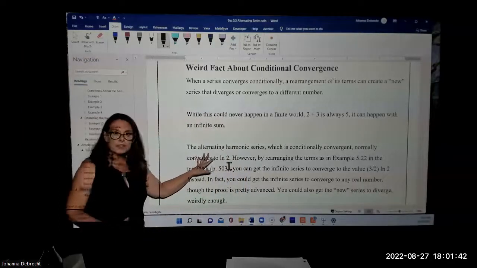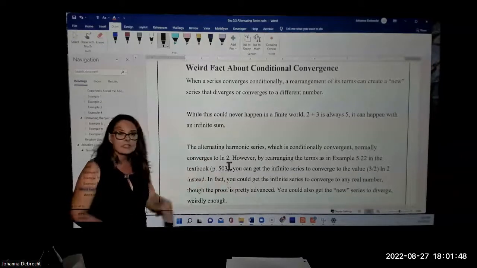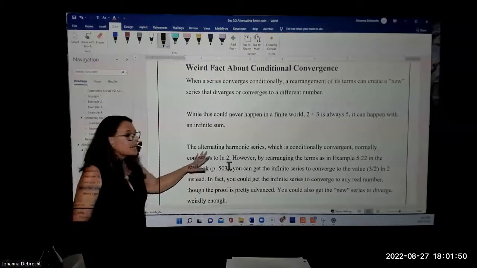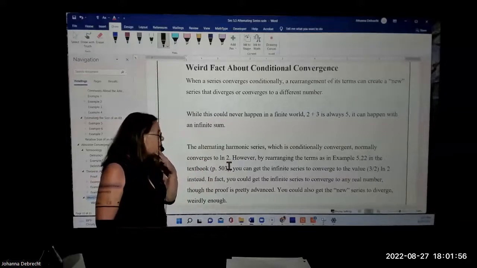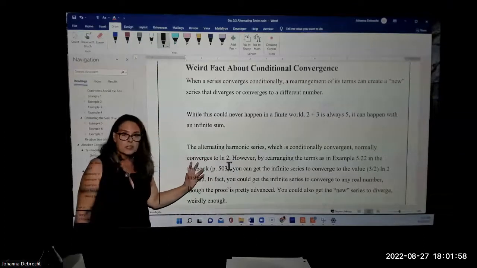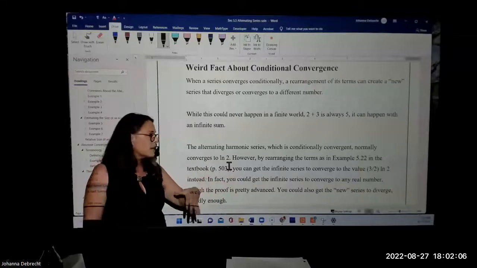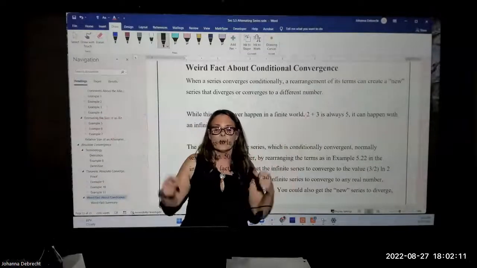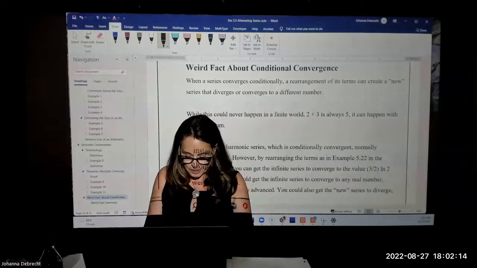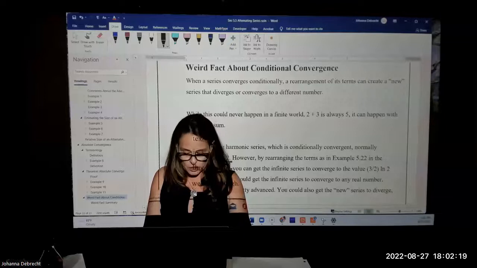Now, there's an example of this in the OpenStax textbook, volume 2. It's on page 503. It's example 5.22, where they take the alternating harmonic series, which we know to be conditionally convergent, and they rearrange the terms in such a way that instead of adding up to the normal natural log of 2, it adds up to 3 halves times the natural log of 2. I know. How can that be? Well, because you can rearrange the terms and because it's not absolutely convergent.